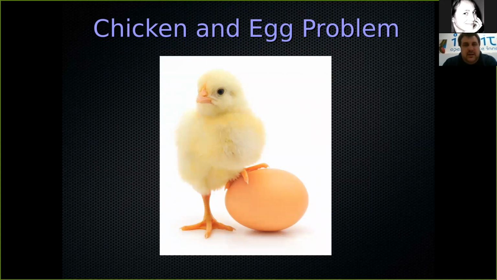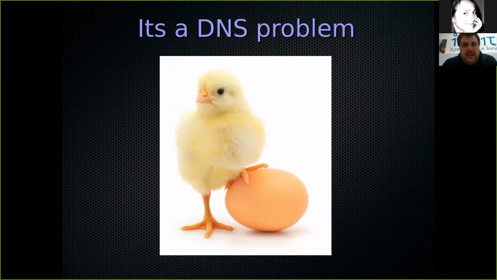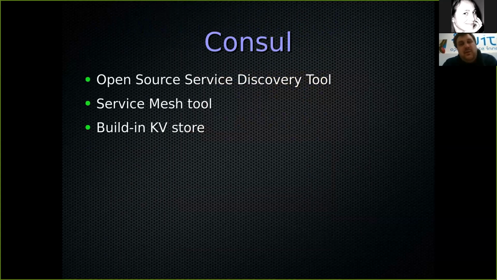So this yields us a chicken and egg problem, because if I don't know the Puppet master, I cannot configure the Puppet master, and to configure the Puppet master, I need the Puppet master. So we're basically down to a DNS problem. And luckily for DNS problems, HashiCorp has also created a tool called Consul. It's an open source tool that allows us to do service discovery. It has a built-in service mesh tool, and it also provides a built-in key value store where we can store and retrieve values if and when required.